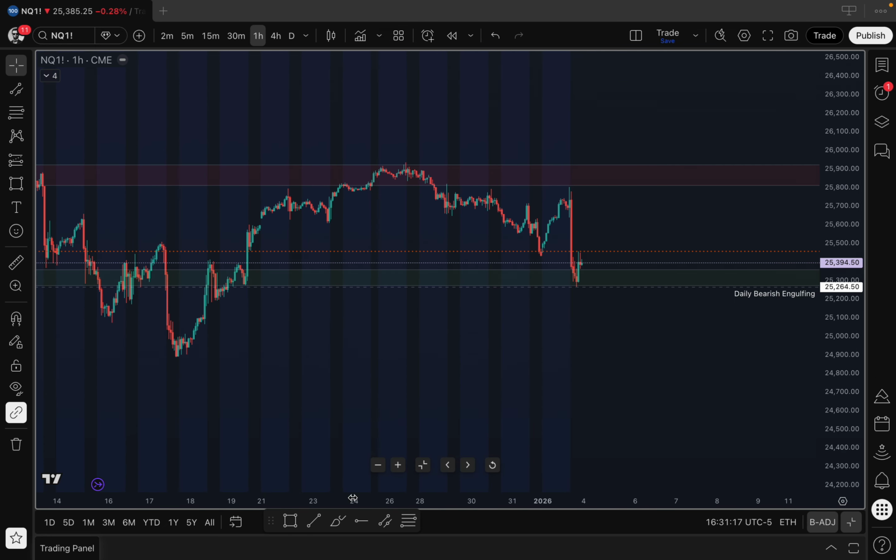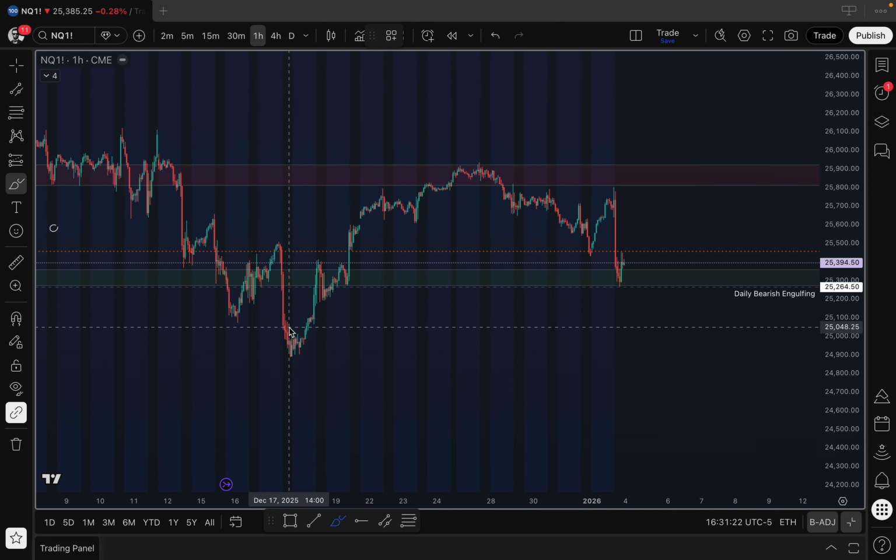Now, the other thing I really want to show you here is the structure. So what type of structure do we see currently?